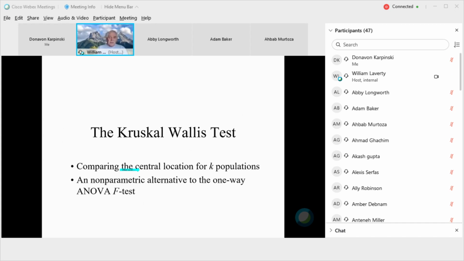The next test we're going to look at is an alternative to the one-way ANOVA test. Mann-Whitney U is used for testing the central locations of two populations. The Kruskal-Wallis test is for comparing the central locations of K populations. It's a non-parametric alternative to the one-way ANOVA F test, which assumes the data is coming from a normal distribution with possibly differing means and the same standard deviation.